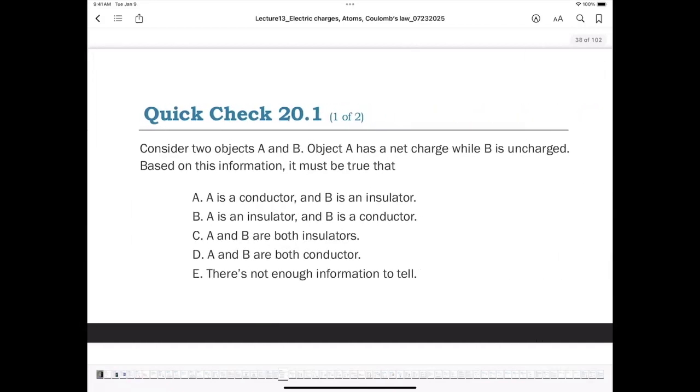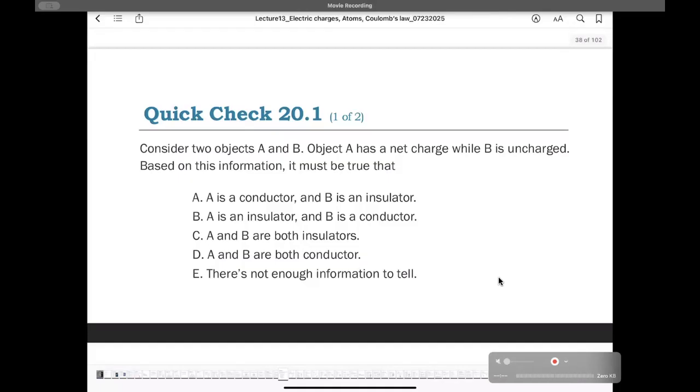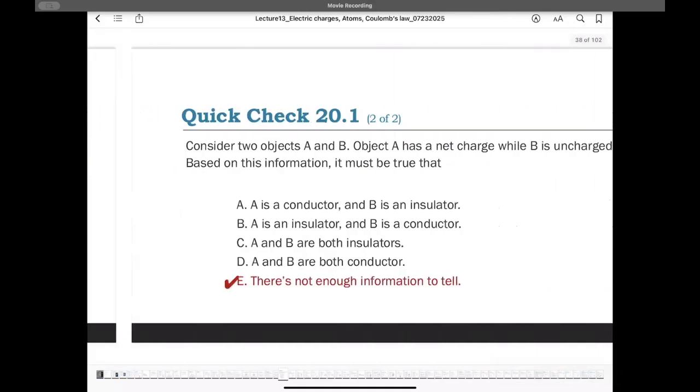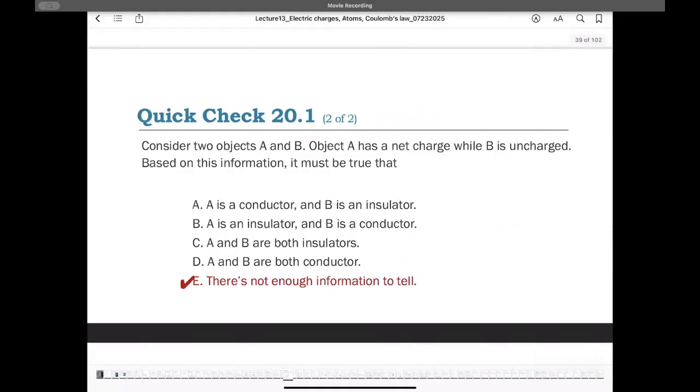Okay, let's view some quick check questions. Consider two objects A and B. Object A has a net charge while B is uncharged. Based on this information, which must be true? A is a conductor and B is an insulator; A is an insulator and B is a conductor; A and B are both insulators. I think, guess which one is the right answer. Actually, for this question the answer should be E: there is not enough information to tell.